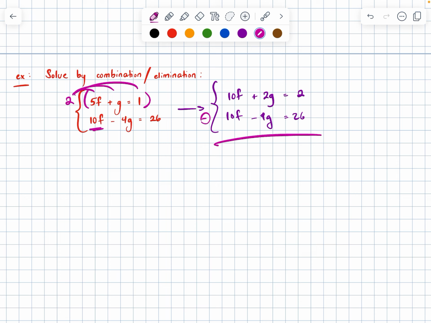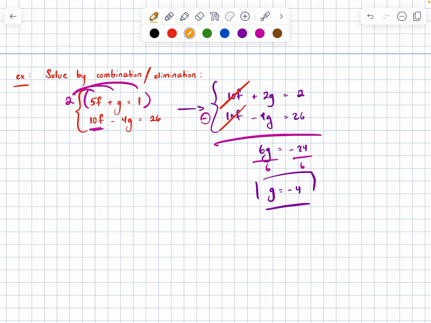From here, if I have 10f and I want to undo them, let's subtract. So I'm going to subtract 10f from 10f. That's going to leave me with 0. 2g minus negative 4g is 2g plus 4g. That gives me 6g's in total. Then I've got 2 minus 26, which is negative 24. To get g by itself, all I've got to do is divide both sides by 6. That tells me g equals negative 4.